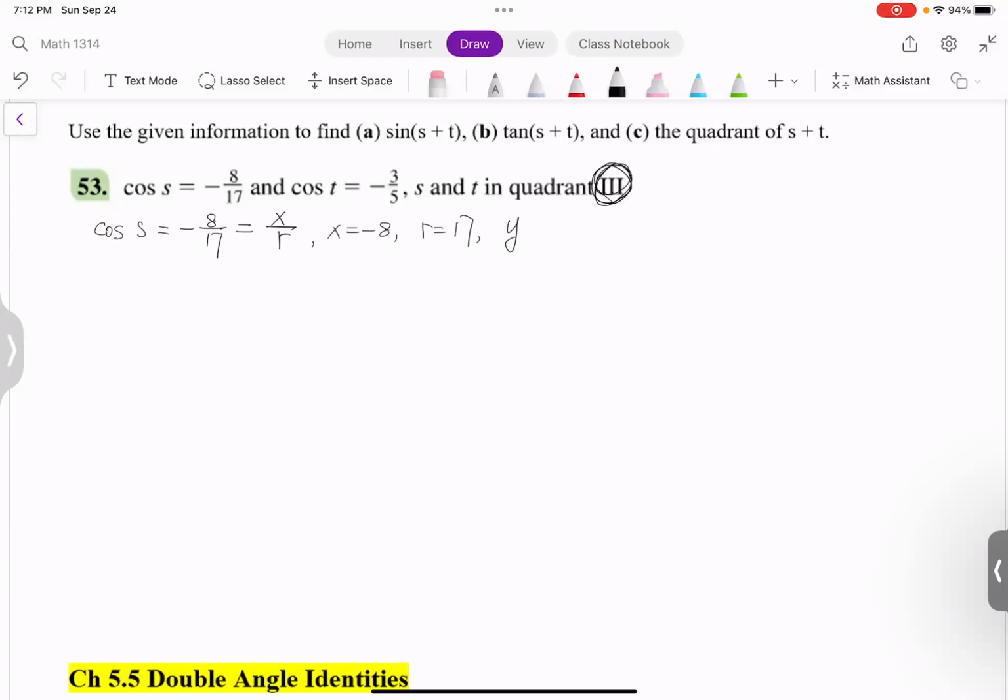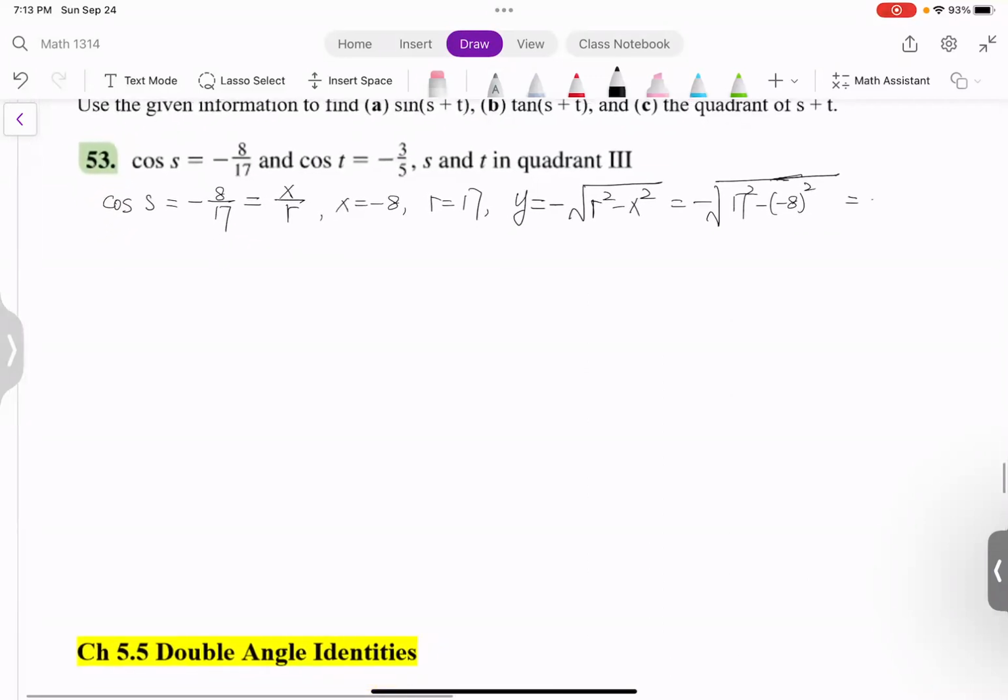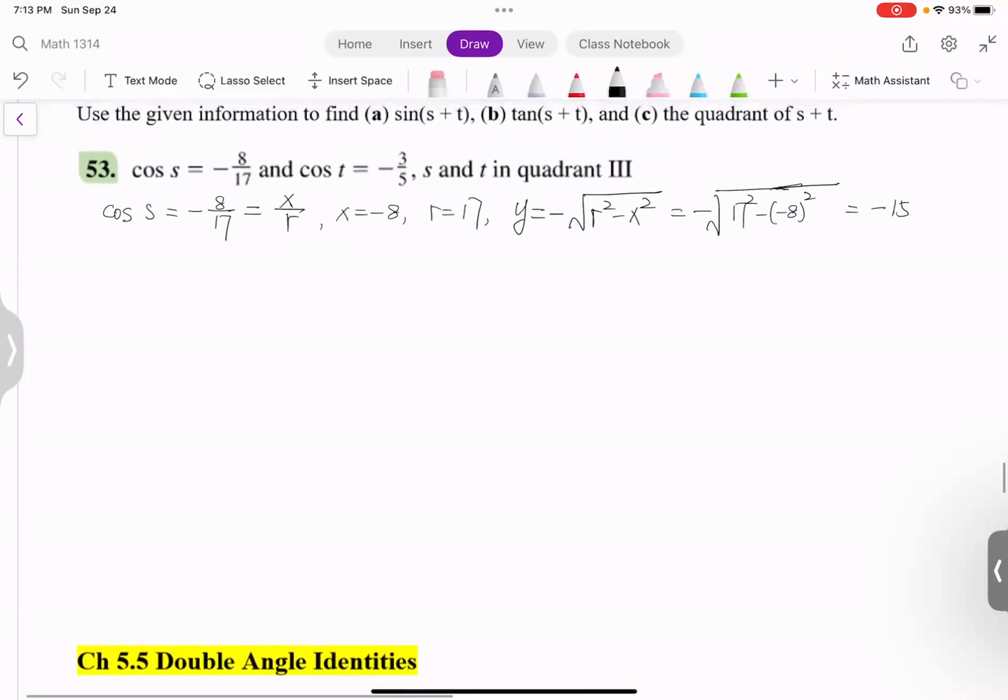So remember that. This is important. In the third quadrant, all the x and y, the point here, they are negative. So remember, the y is negative square root of r squared minus x squared. This is negative. R squared is 17 squared minus x squared is negative 8 squared. So let's do the computation. I can use my calculator to do this. This is negative 15.